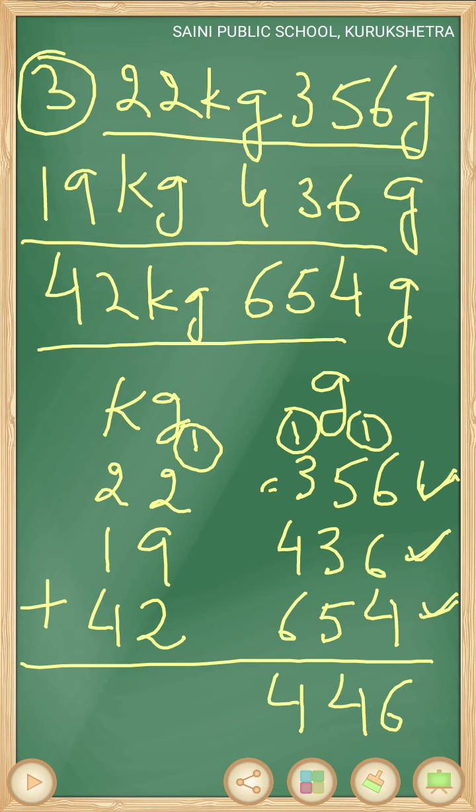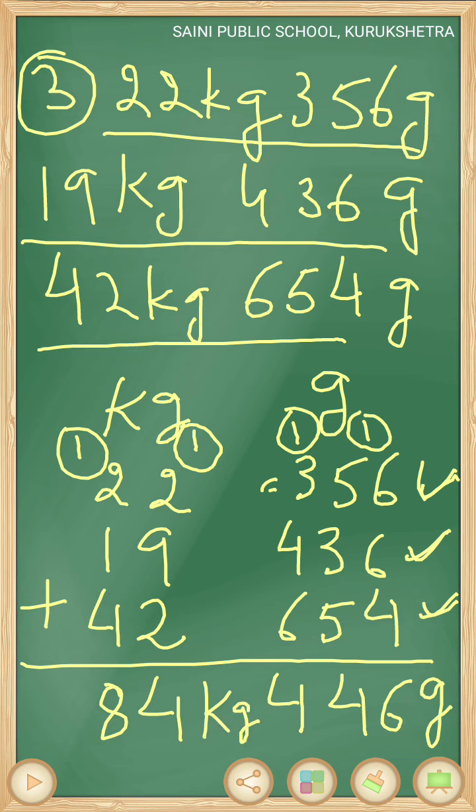Now kilogram place, gram place is complete. 446 gram. Now kilogram, 2 plus 1, 3. 3 plus 9, 12. 12 plus 2, 14. So here 4. 1 will add to next place. Now 2 plus 1, 3. 3 plus 1, 4. 4 plus 4, 8. So here 8, 4. So our answer is 84 kilogram 446 gram.